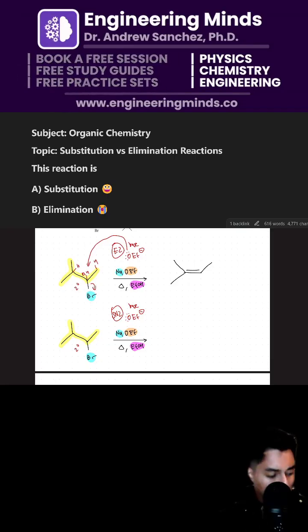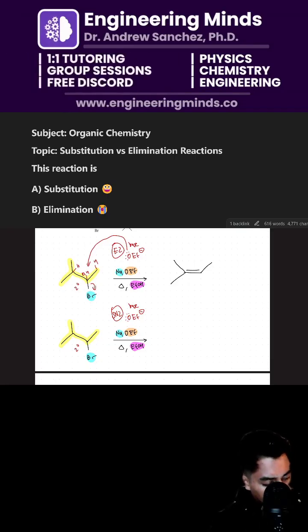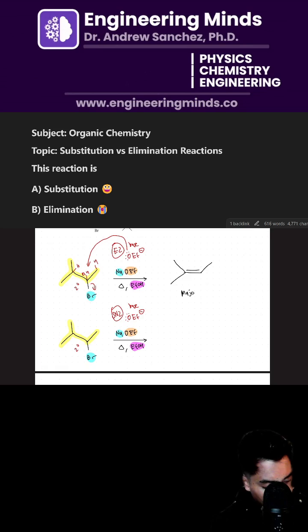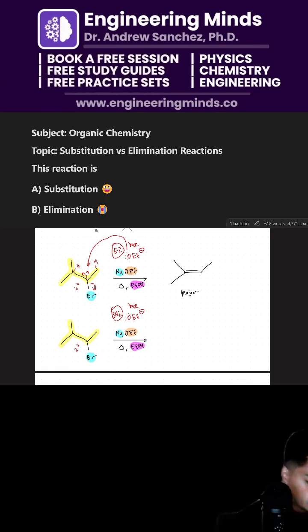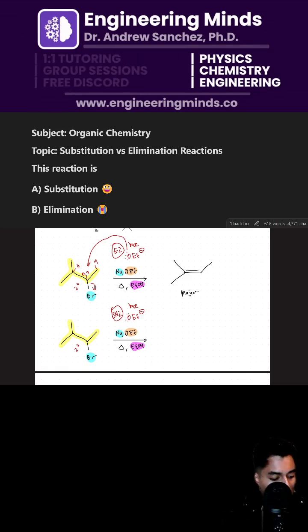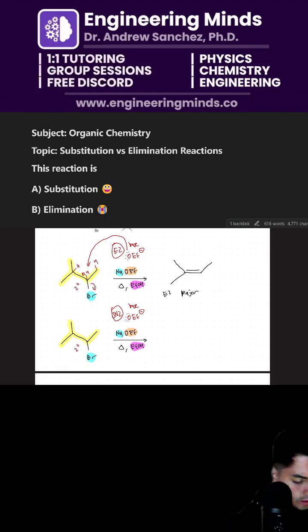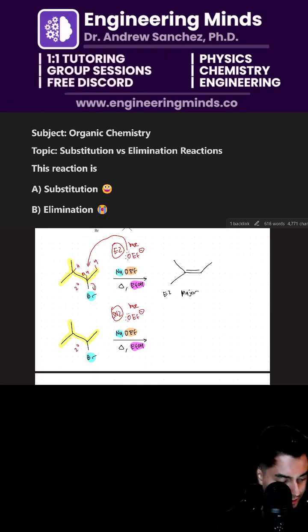All right, chat. So this is going to be our first product. This is going to be our major product. If you said elimination, then you are technically correct. Elimination is the major product. But also, can we do substitution? We can do substitution. I'm thinking we can even maybe do SN1 maybe.